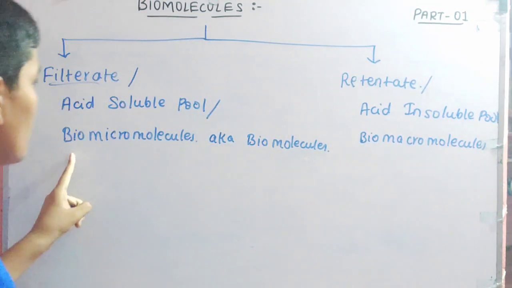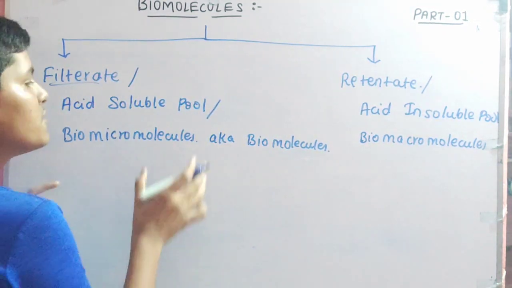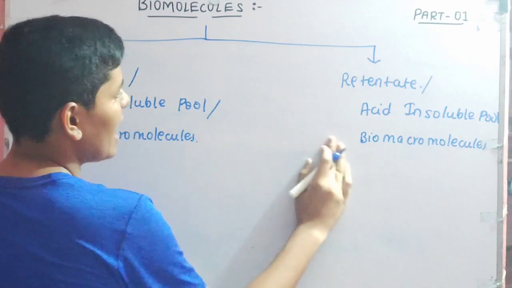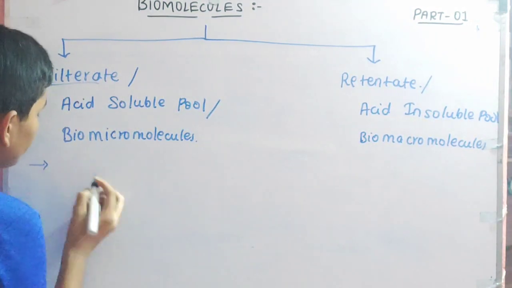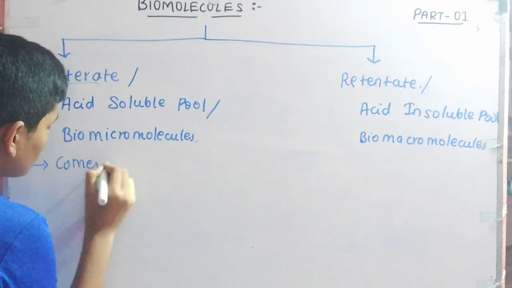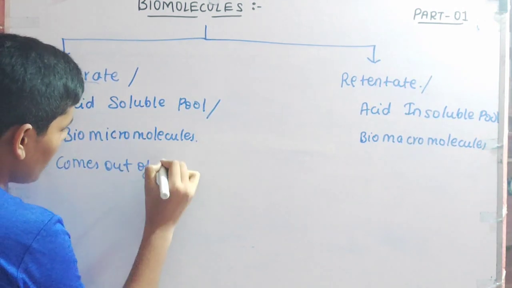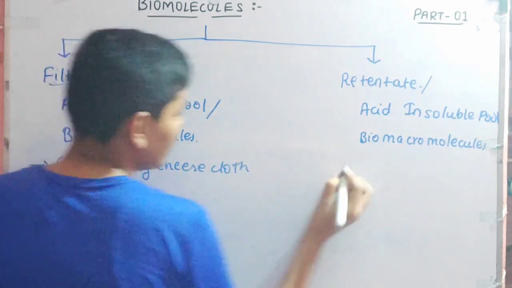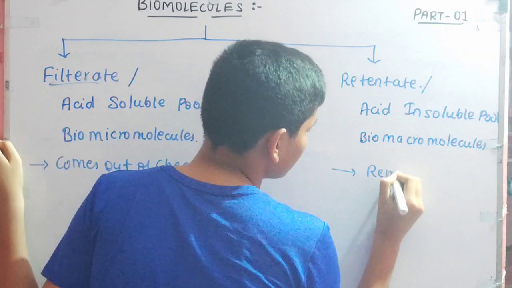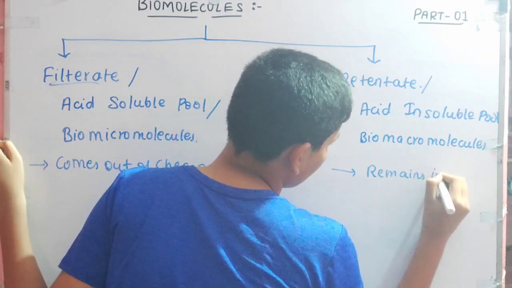So here we have two components. One is biomicromolecules, which are known as biomolecules, and then we have biomacromolecules. Now this is the thing which comes out of the cheesecloth, and here it remains in the cheesecloth.